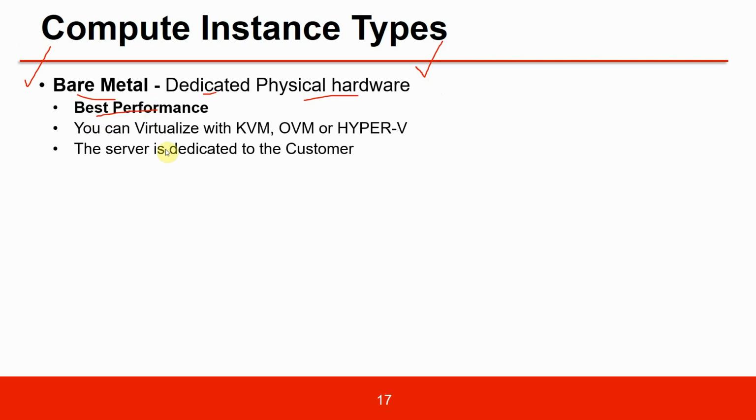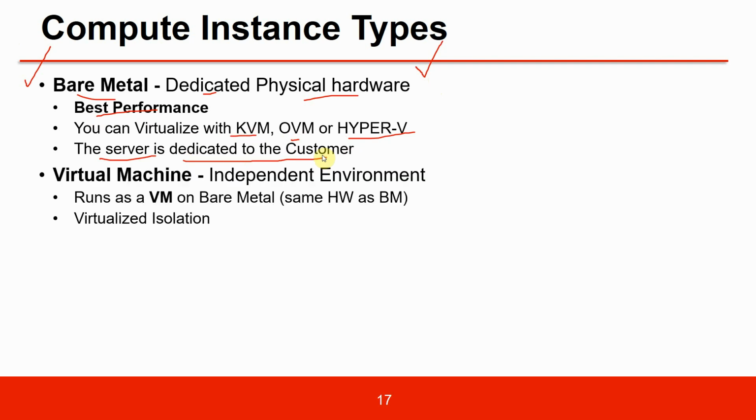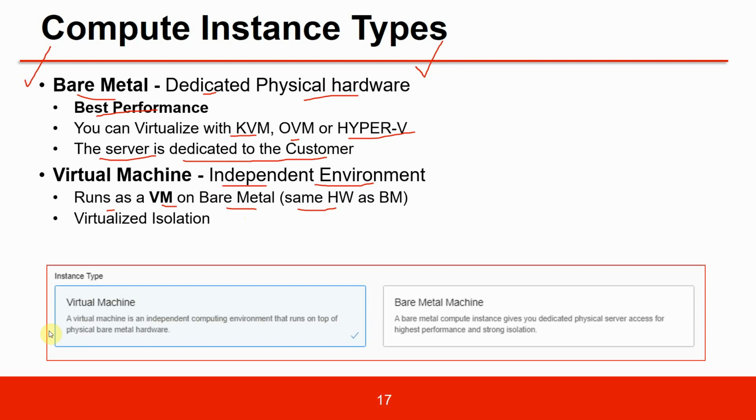Best performance: you can virtualize with KVM, OVM, or Hyper-V. The server is dedicated to the customer, meaning a physical machine is given to you in the cloud. Virtual machine is an independent environment. It runs as a VM on bare metal, the same hardware as bare metal, and by default it is isolated through virtualization. So we select the instance type, virtual machine or bare metal, depending on what kind of instance we are creating.